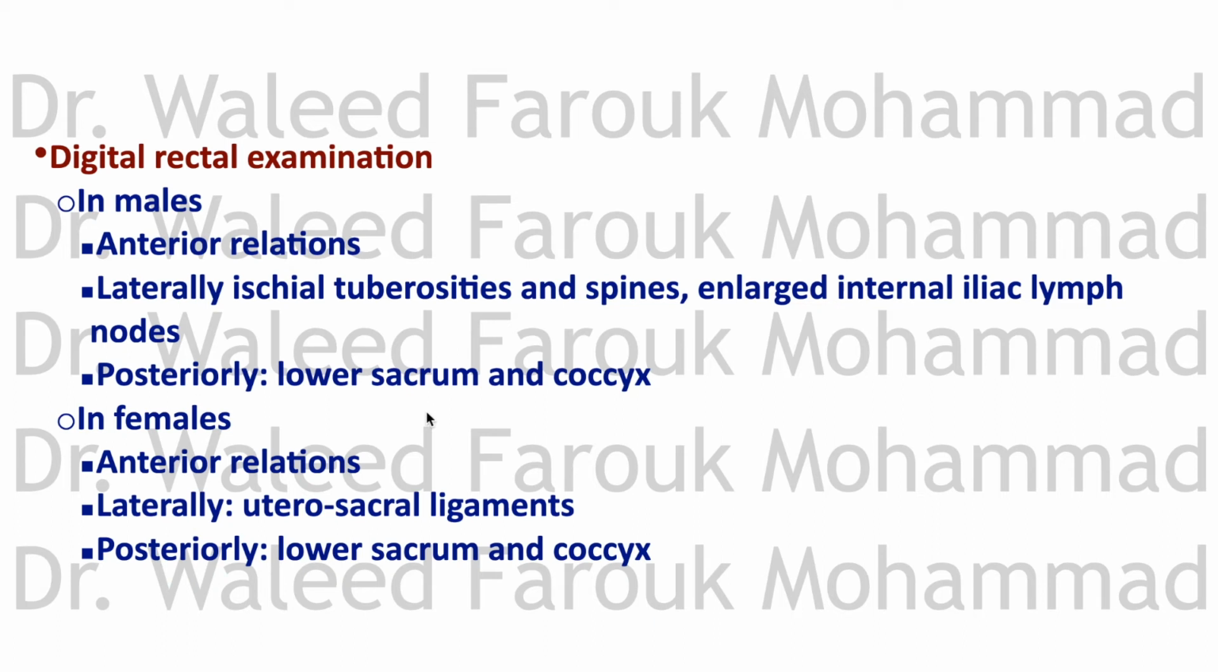In females, anteriorly are the anterior relations, the lower part of vagina, that you can feel during digital rectal examination. Laterally, you can feel the uterosacral ligaments, the folds that connect the uterus to the sacrum posteriorly, around the rectum, and posteriorly you will feel the lower sacrum and the coccyx. These are the structures that you feel in digital rectal examination. Of course, it's different than digital vaginal examination.